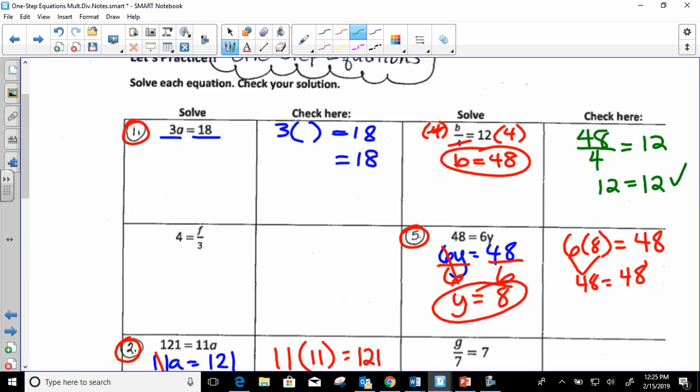If you forget how to solve these problems, go back and look at all of your notes. When you're dividing, you're going to multiply, and when you're multiplying, you're going to divide. You're going to do the inverse operation to solve. So go ahead and solve and check. Okay, and of course, if you have any questions, just let me know during class.